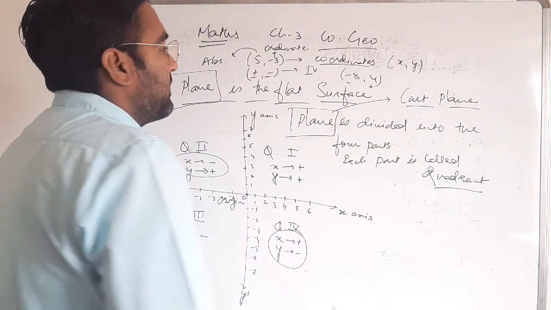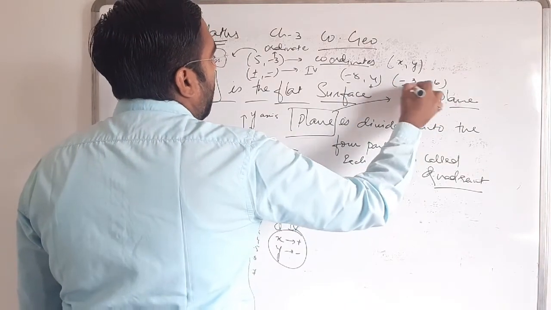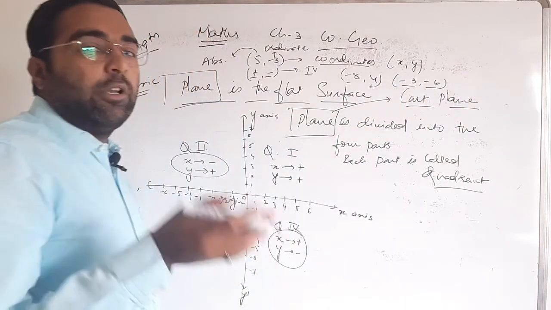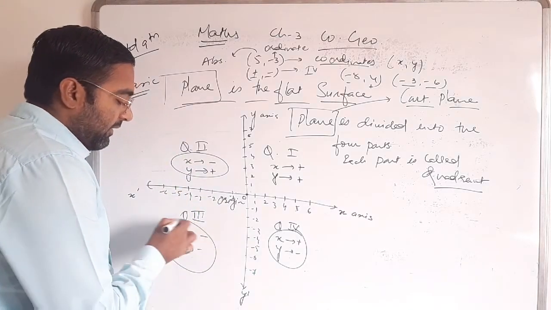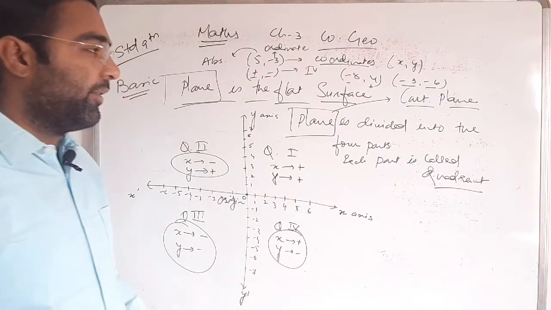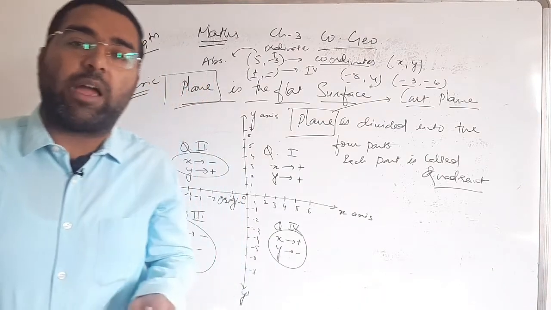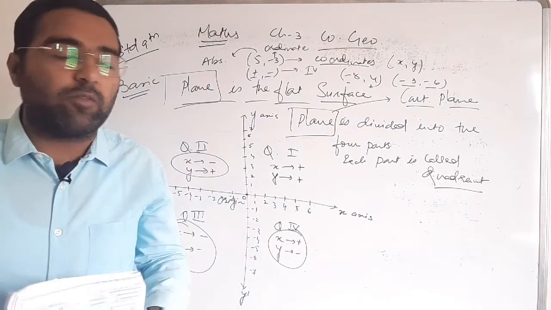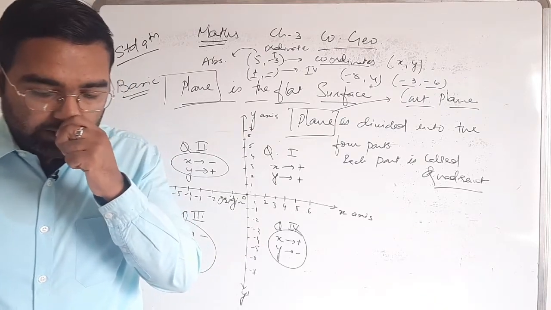Now minus 3, minus 6. Both the value of x and the value of y are negative, so this lies in the third quadrant. And next is 5, 4. Both 5 and 4 are positive, therefore they lie in the first quadrant. Clear that?